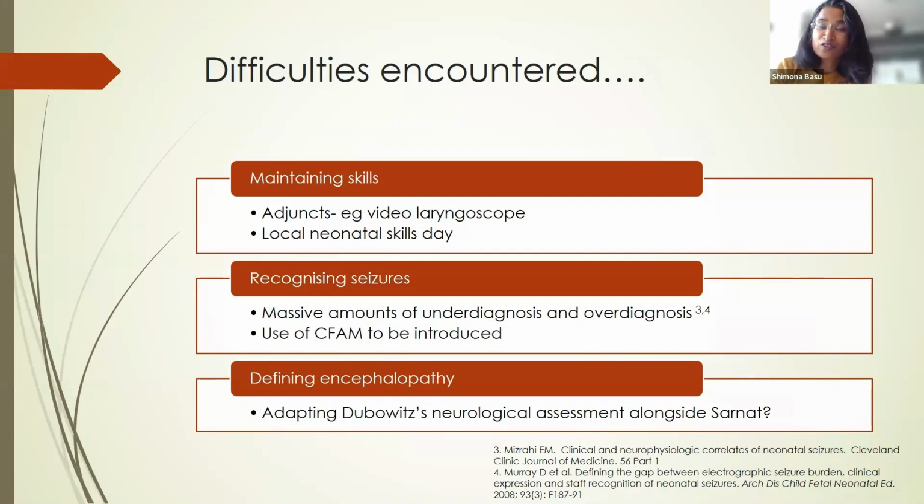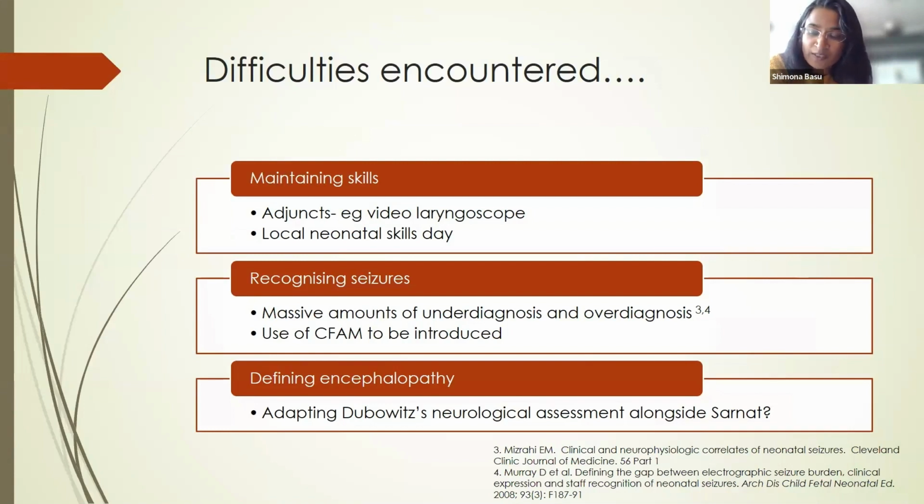There can be a massive amount of not only underdiagnosis of seizures, but overdiagnosis as well. I've got a couple of references at the bottom there. There are some papers by Mizrahi and Murray, who looked at 526 epileptic seizures caught on EEG in neonates on neonatal units, and only 34% of those actually had clinical features at the time. So definite evidence of underdiagnosis of seizures there. And then there was another description of 177 events that were thought by day-to-day clinicians on a neonatal unit to be epileptic seizures.